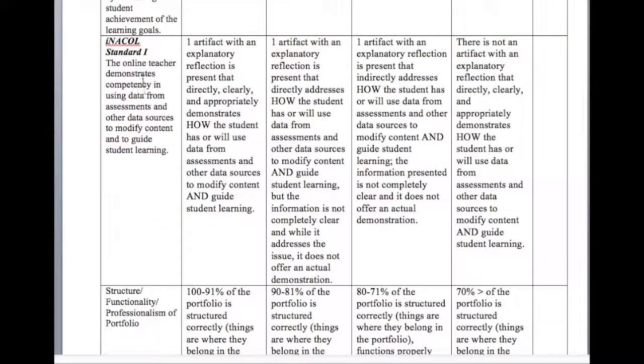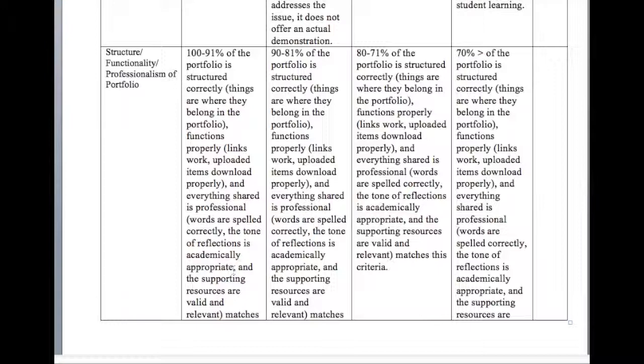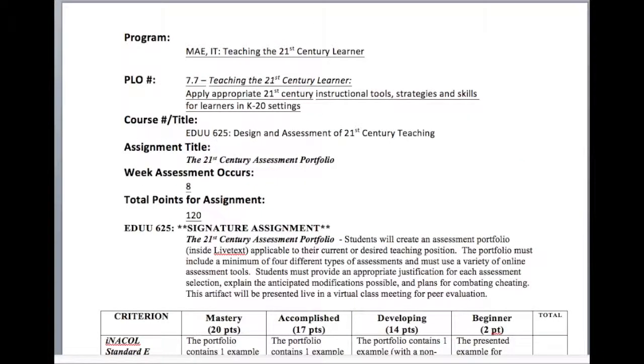And the last one for this class is standard I. One artifact with an explanatory reflection, how you would use the kind of data you would take in. Again, not telling you what kind of data you have to be talking about. Formative, summative, formal, informal, academic, socio-emotional, behavioral. Make this about you, all right? Make this about your practice, and then of course we get into structure and functionality. This is all the basic stuff.